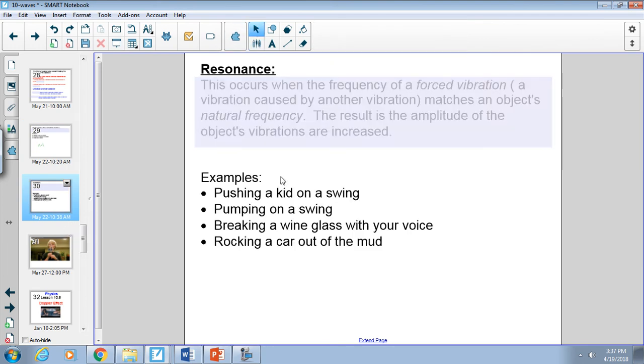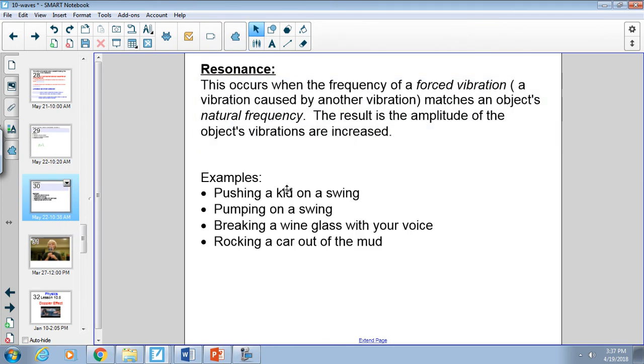Resonance. This is going to happen when we cause a forced vibration by matching that natural frequency. And this is where harmonics come in. Essentially what we're doing is we're increasing the amplitude. It's like if you're on a swing and you start pumping. You have to pump at the right spot, and as you do, your swing gets bigger and bigger and bigger. That's also how you can break glass using only the power of your voice.